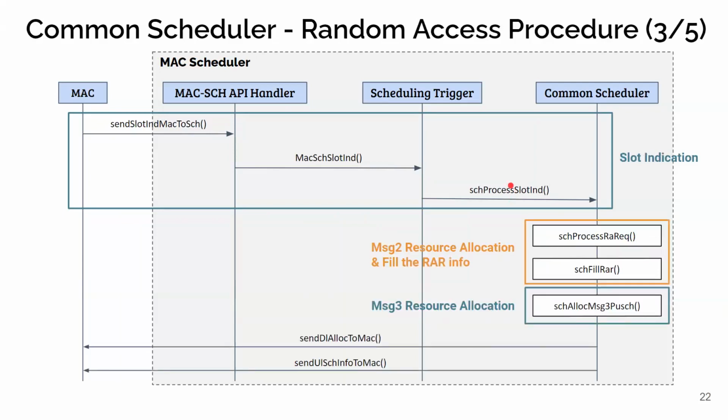And here is the next start indication. So it will start to deal with message 2, also known as RAR. The MAC will send the start notification. When the common scheduler receives the start notification, it will start to do the message 2 resource allocation and also fill the random access response information. Then it will do the message 3 resource allocation together, and then it will send to the UE where it can get message 2 and where it can get message 3.